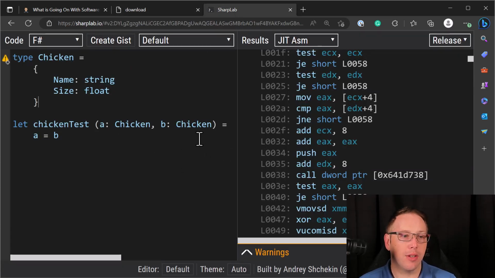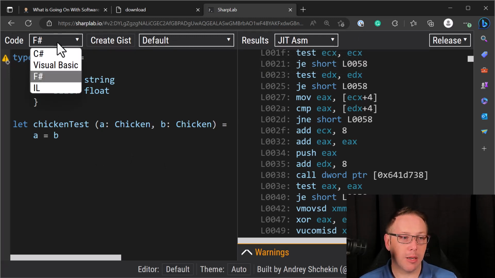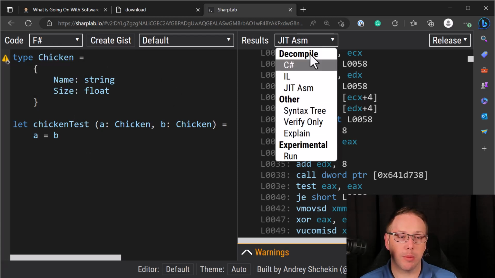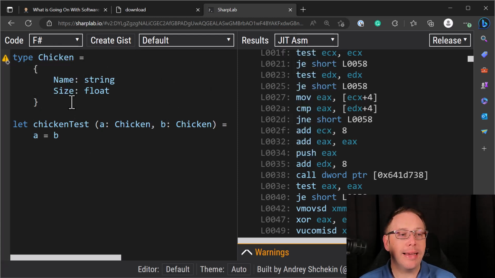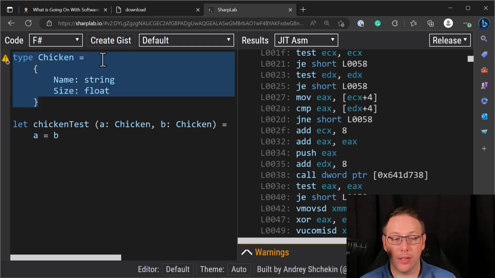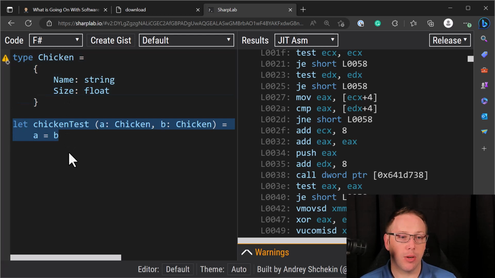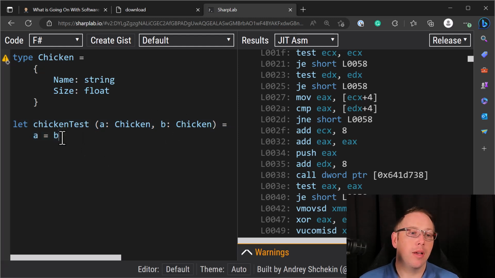Now, here is a very simple example. Here I've created an F# record, and the tool that I'm using right now is the website sharplab.io. What's fantastic about it is you can put in various .NET languages and get various types of feedback. What I am doing here is defining an F# record. This is a reference type. It's allocated on the heap. And then I have a very simple function where I'm taking in 2 instances of a chicken and asking, are these equal? Now, this is a very convenient abstraction.